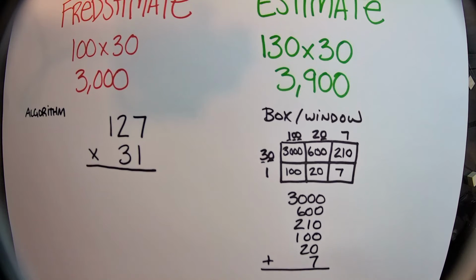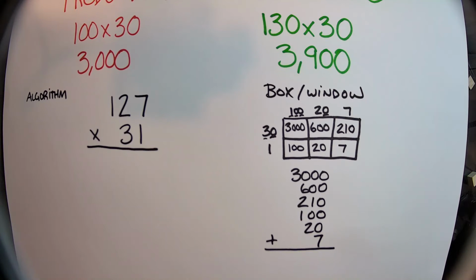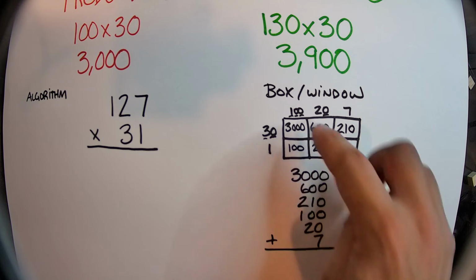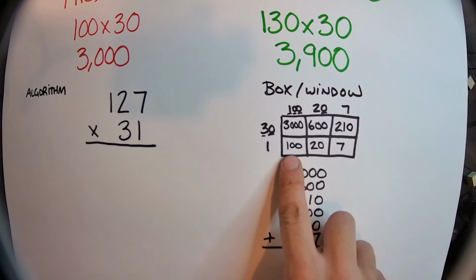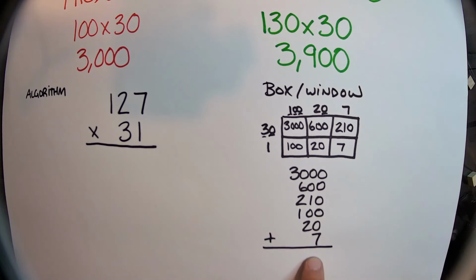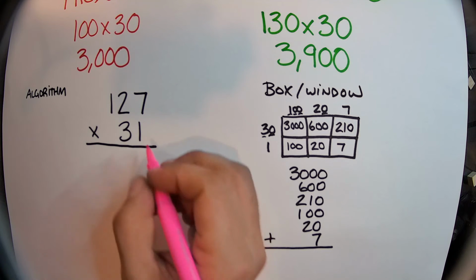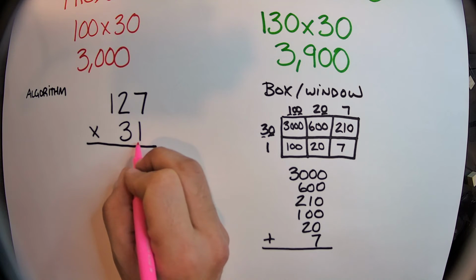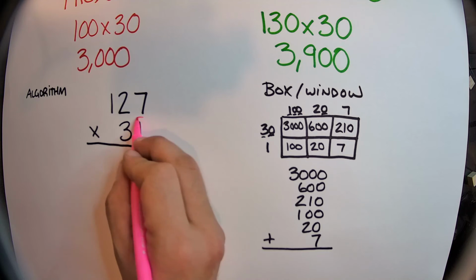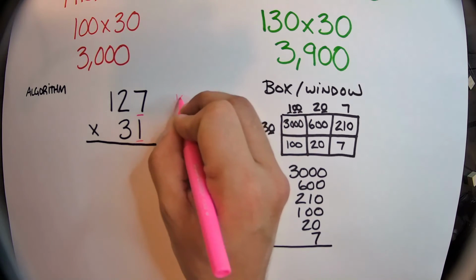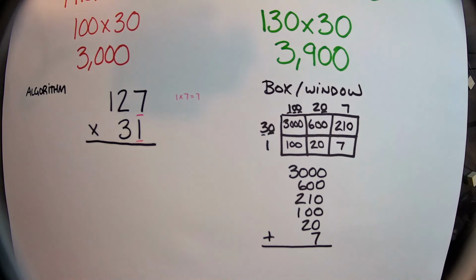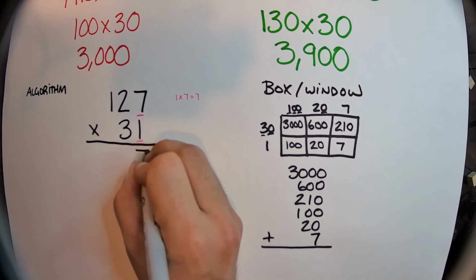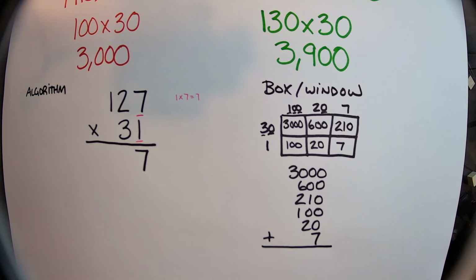So we take all those numbers, 3,000, 600, 210, 100, 20, and 7, line them up with the proper place value. If we add those, we should get our answer. All right, so next we're going to do the same thing with the algorithm, starting with the ones place. Our first problem is 1 times 7. 1 times 7 equals 7, right? You don't have to do all the math to the side. I'm just showing you that it's math facts. Every single one of these is a math fact. So our first digit is 7.